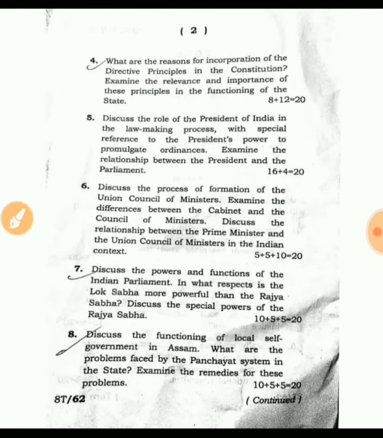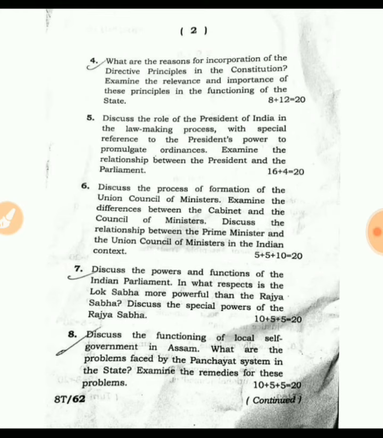Question number 4, what are the reasons for incorporation of directive principles in the Constitution? Examine the relevance and importance of these principles in the functioning of the state.